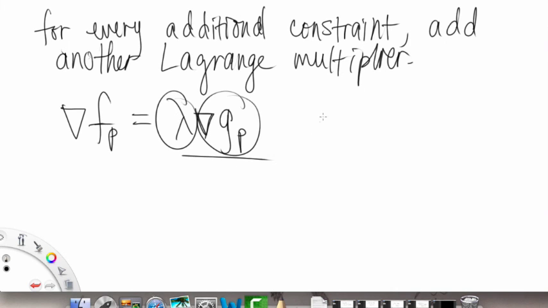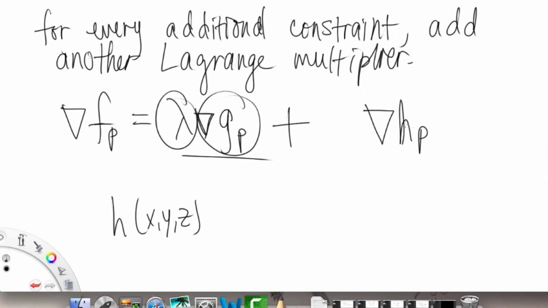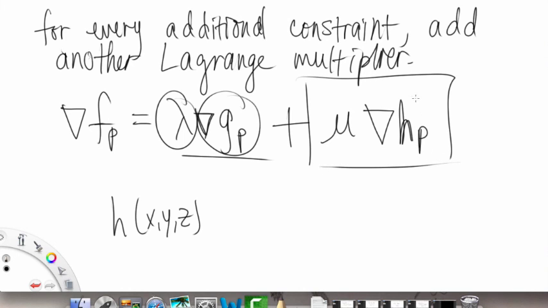Now, if you have another constraint equation, let's say we add in some kind of h equation, h of x, y, z, or something like that. Then we would add on a whole other term which has the gradient of that constraint equation at that point, times another Lagrange multiplier. We're going to add that guy in. Okay, so this term is completely extra. When you add in another constraint equation, you have to add in another Lagrange multiplier.